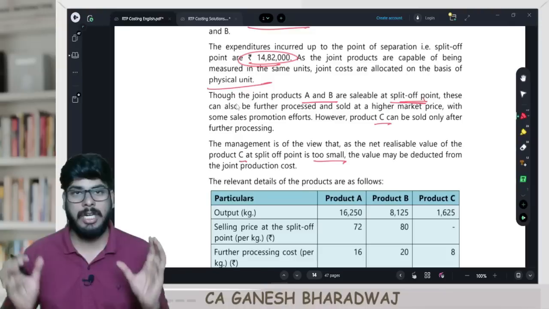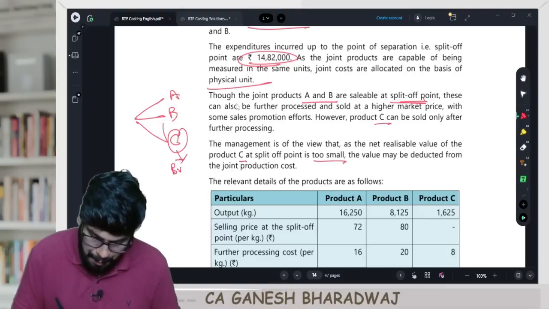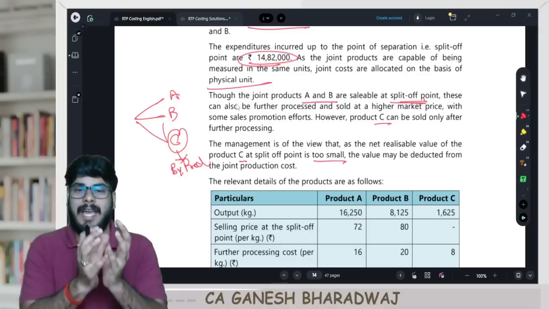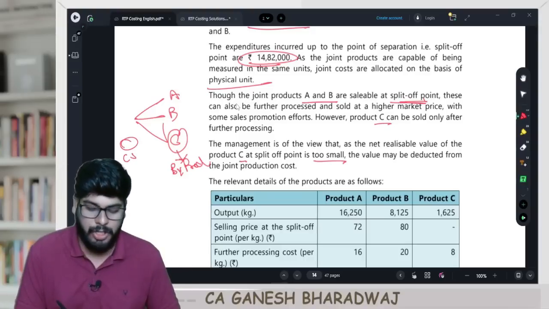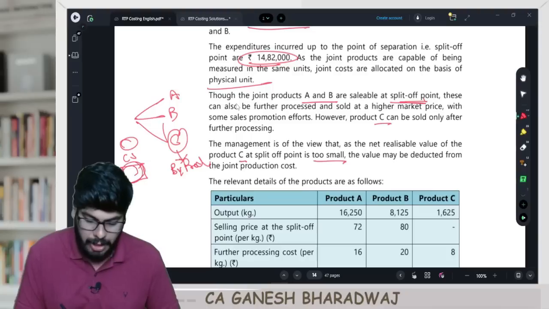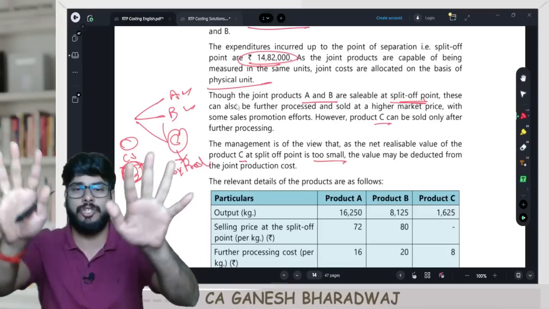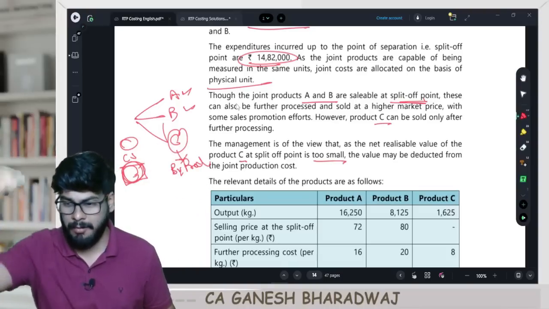So which means what? There are three products A, B and C. Out of this, product C is what? A byproduct, right? So for the byproduct, what you need to do is arrive at the NRV of the byproduct. This NRV needs to be subtracted from the overall joint cost, and the net joint cost should be apportioned between the joint products A and B. The manner of apportionment should be using the physical units method. Very simple. I have just summarized whatever we have read till now.